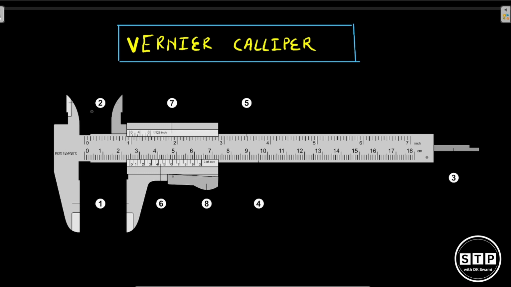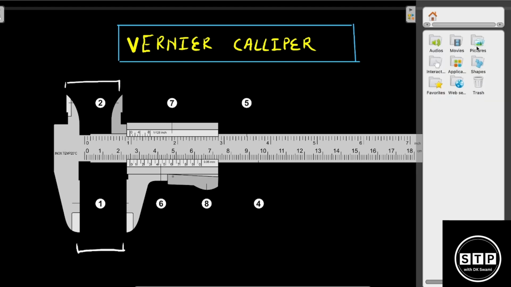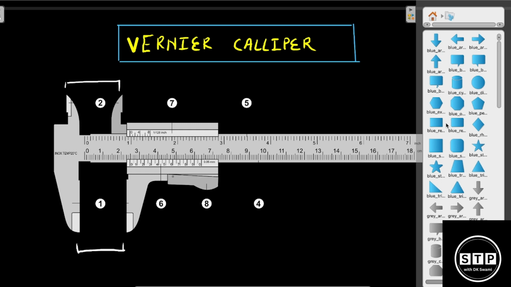So this is how the vernier caliper looks. In this vernier caliper, these are the lower jaws. These are the upper jaws, and this one is the metallic strip. Using the lower jaws, we can find the outer dimension. Like we can place an object right here, and we can find the dimension of that object.